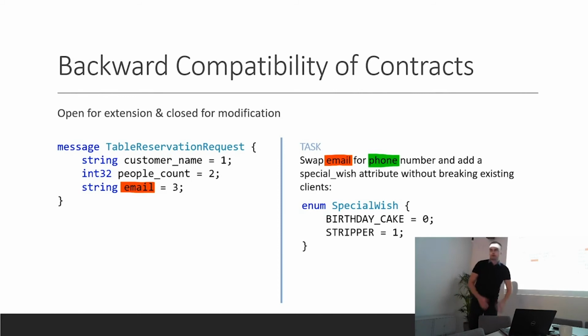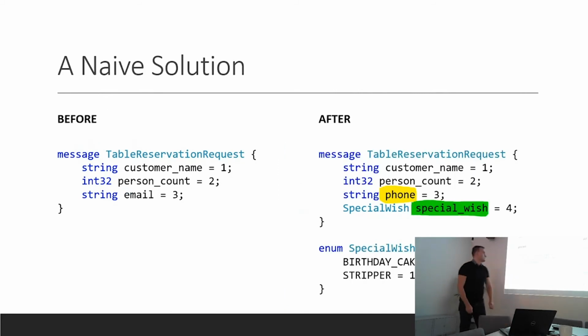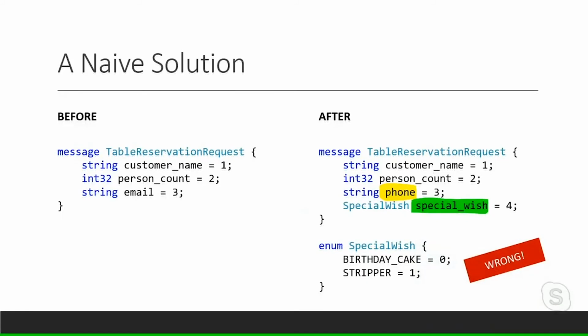So how should we do that properly? A naive way would be just, there is an email, but we want a phone, so you just rename email to phone, and you add another enumeration special wish, and the enumeration looks like this. Looks good, but actually this wouldn't end up very well.